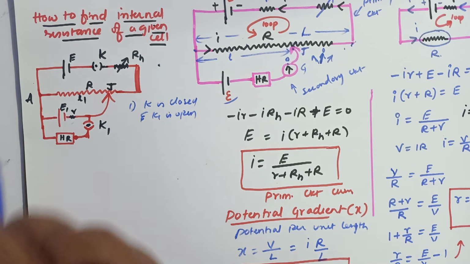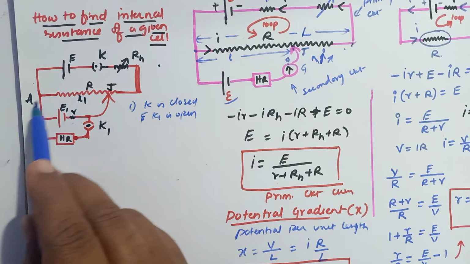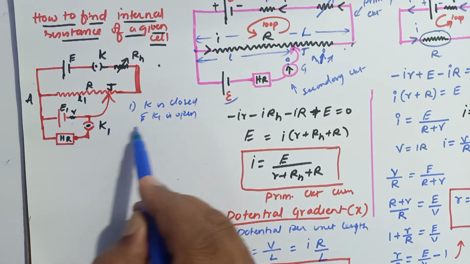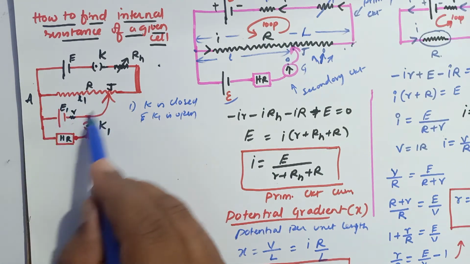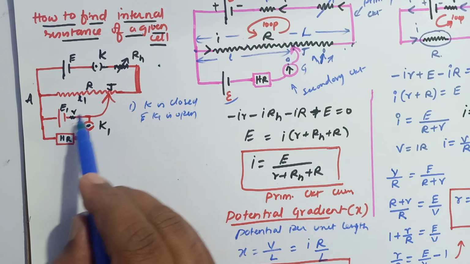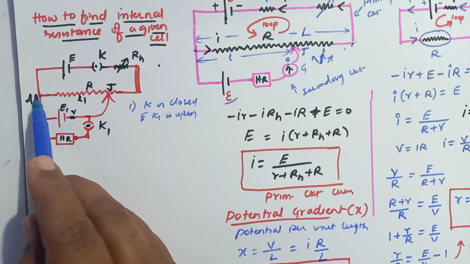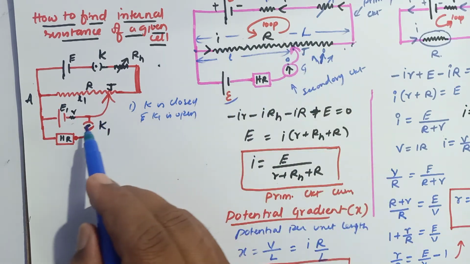What is the meaning of this? That means this is a high resistance. This is the secondary circuit, this is the primary circuit. If K1 is open, it means this high resistance is not connected to the secondary circuit here. So what are you going to see? From here to here, the length of the circuit as we have given it is capital L.